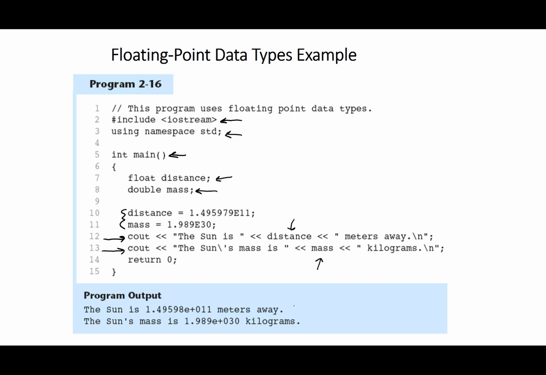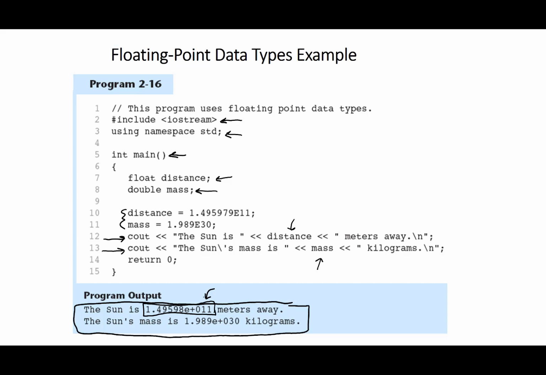And then this is what we get for our output. So the sun is 1.49e11 meters away, and the sun's mass is 1.989e30 kilograms. We're going to learn later how to change the output, like how these numbers are displayed. Right now they don't look very pretty, so we're going to learn how to adjust that later so they look prettier.